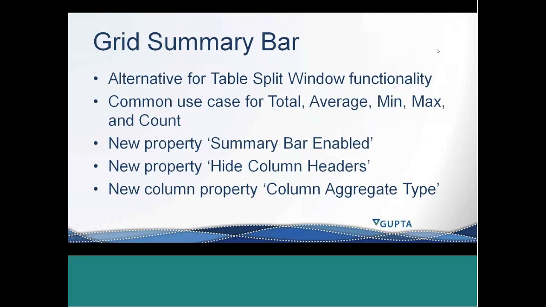The common use case that we use the summary bar for is to show total, average, mean, max, and count values for your columns. For that, we introduced two new properties for the grid, which is the summary bar enabled yes or no, and hide column headers yes or no. And a new column property called column aggregate type, which is the one that defines minimum, maximum, average, total, and count values.